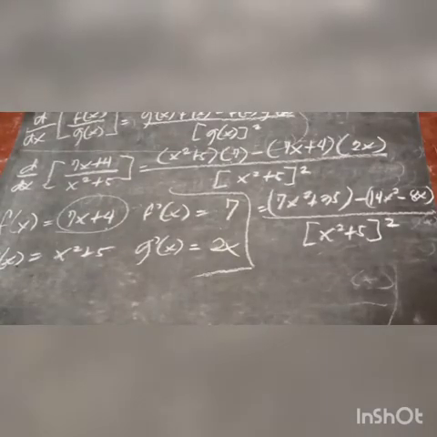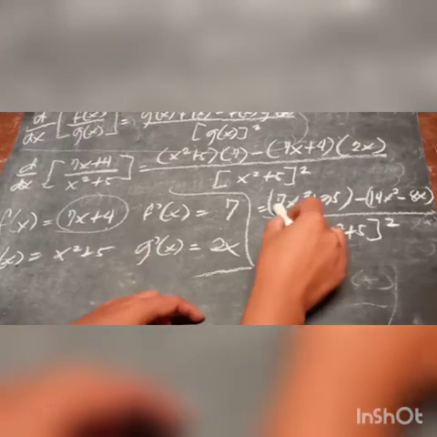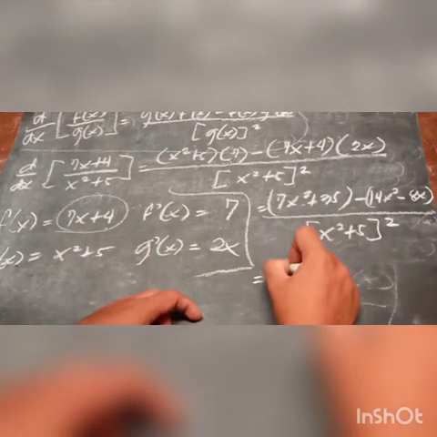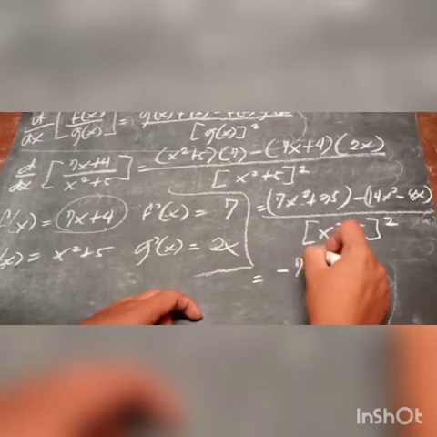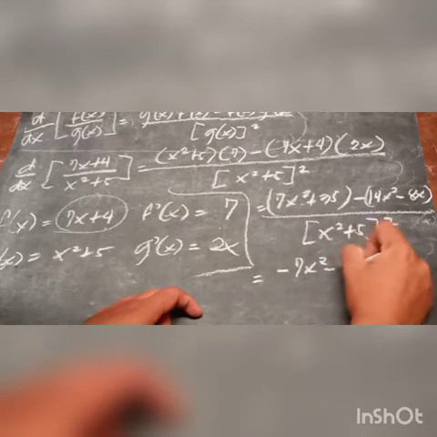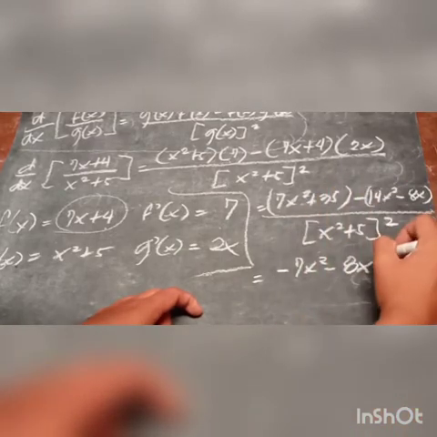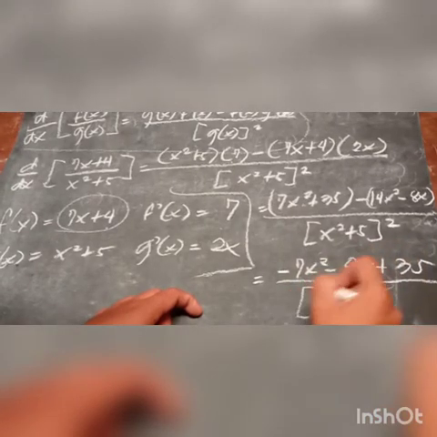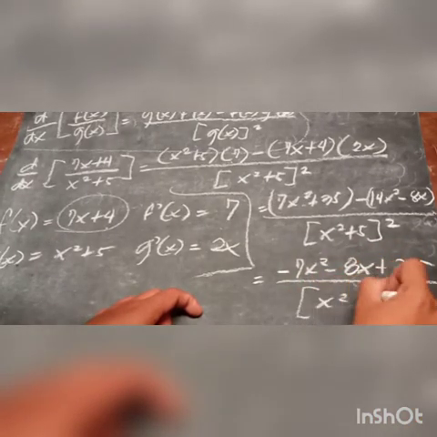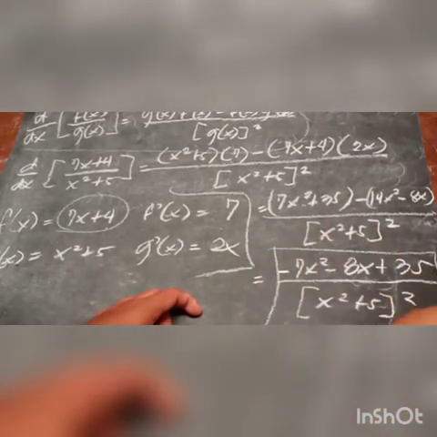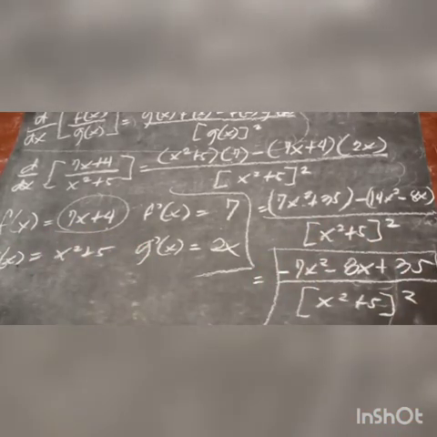We will now combine like terms. So 7x squared minus 14x squared, we are left with negative 7x squared, and then minus 8x, and then plus 35, all over x squared plus 5 raised to the power of 2, and we get the final answer.